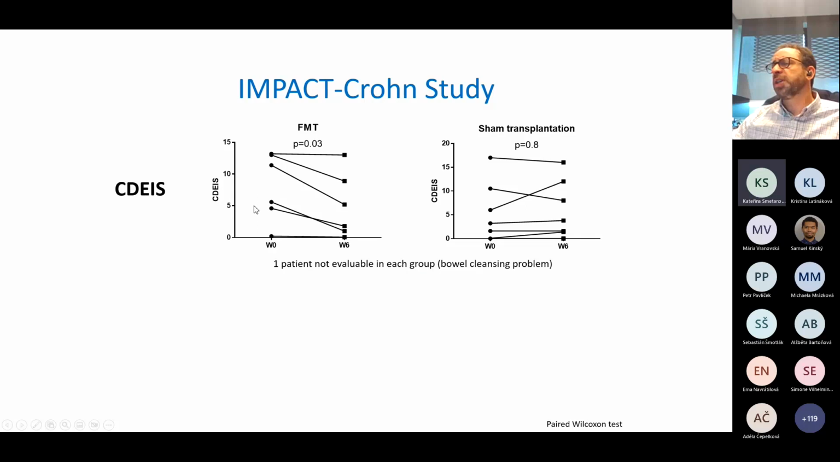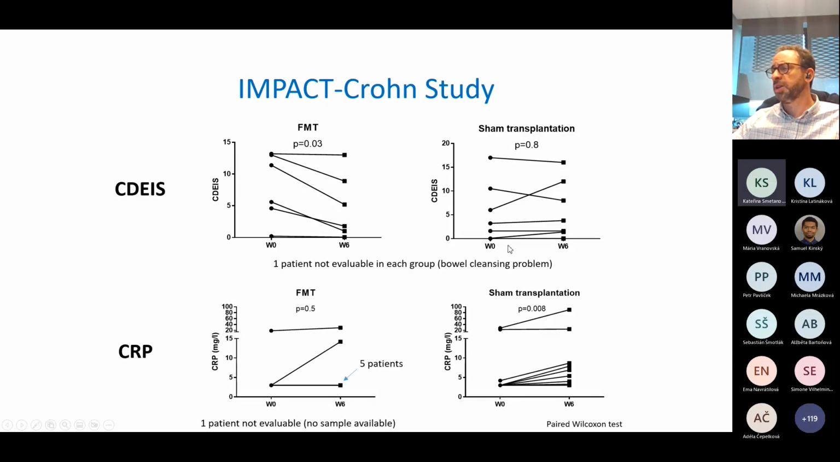And if you look at other parameters, so here this is the endoscopic index of severity, you can see that in the FMT arm, 6 weeks after FMT, the inflammation is decreased, while in the sham transplantation group, in the control group, there is no change in the intestinal inflammation.